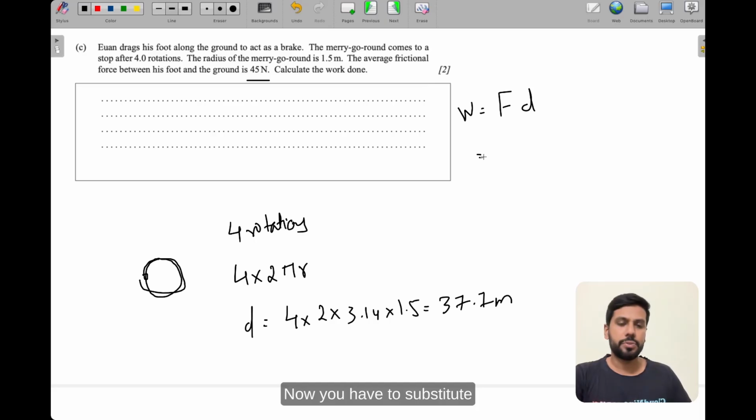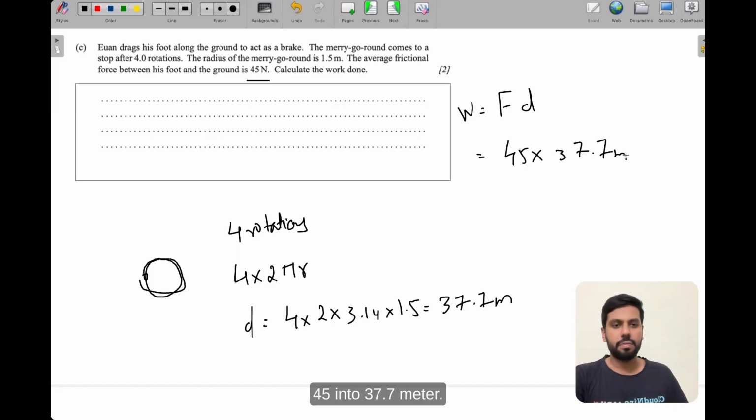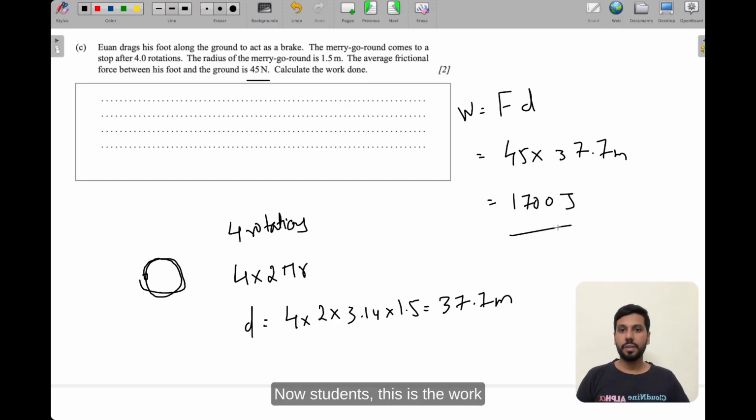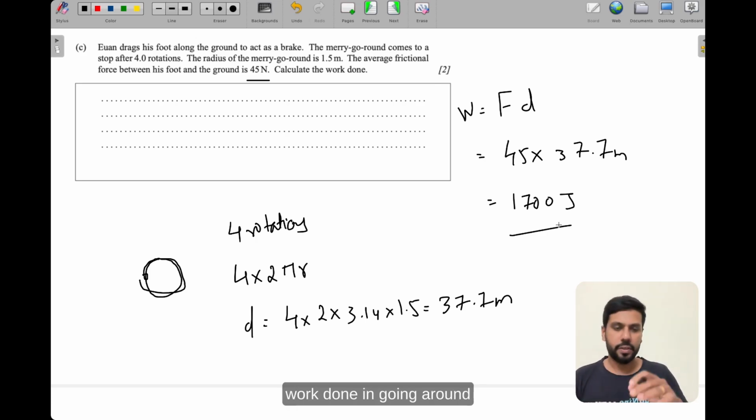Now you have to substitute the value here: 45 into 37.7 meter, and when you multiply it, you are going to approximately get 1700 joules. Now students, this is the work done. This is the total work done in going around in a circular motion, guys.